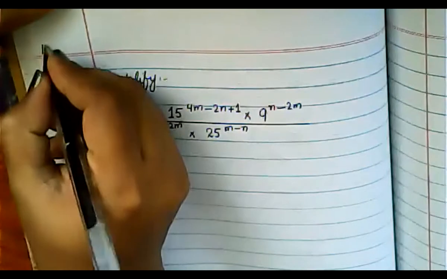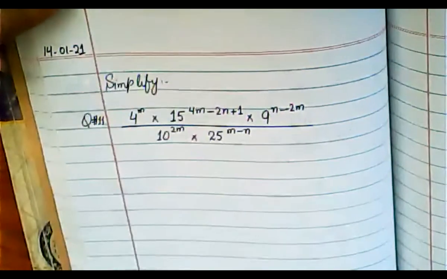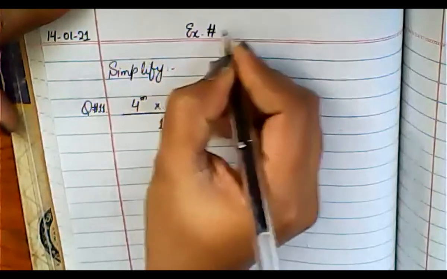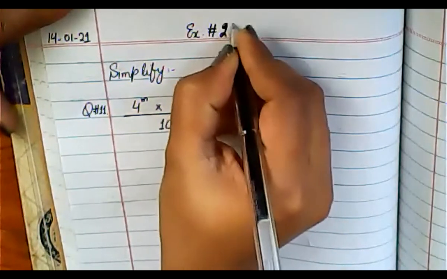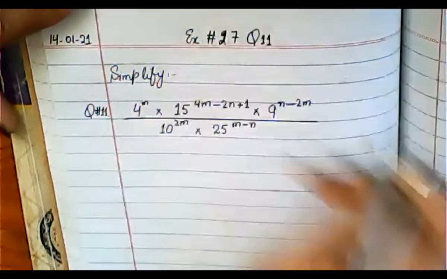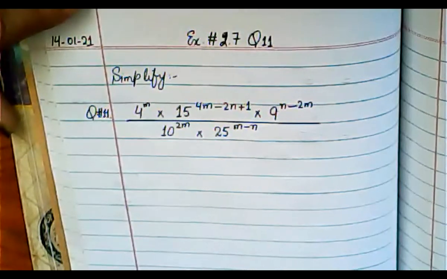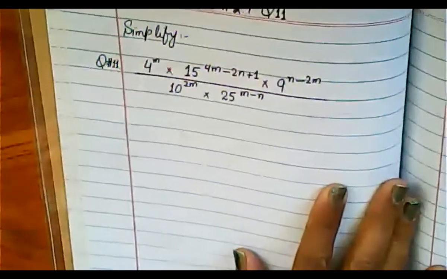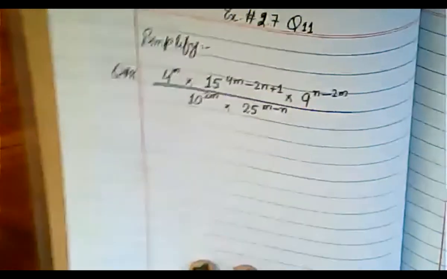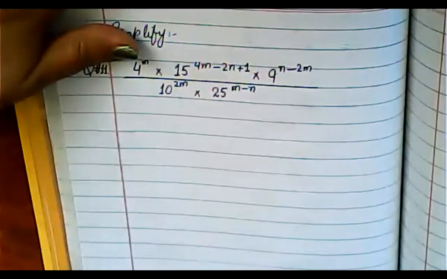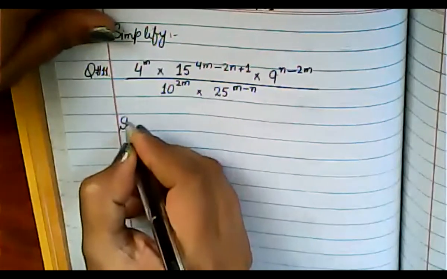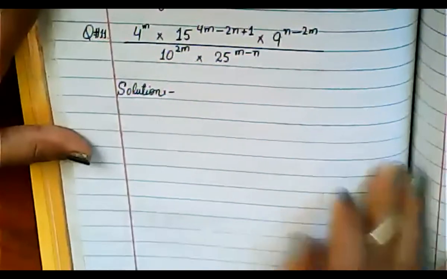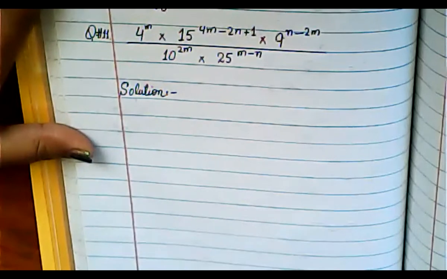How will you start your work? First, you will write down your date here, which is 14/1/21. Then you will write here exercise number 2.7, question number 11. Is it clear? Can everyone see it? Okay, that's good. Now look here. First you will write down the heading of solution here. Then simply solve it.